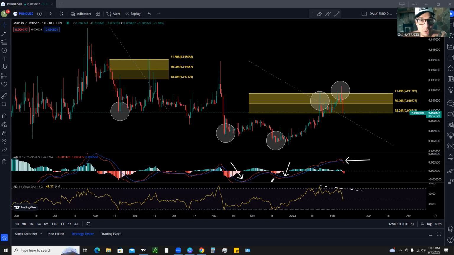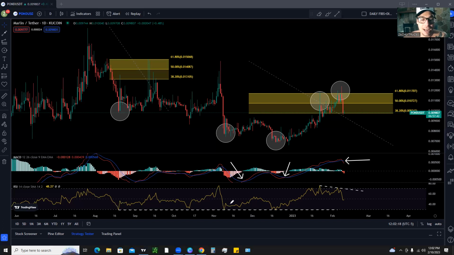Now, no one signal or one strategy is going to work 100% of the time. If they did, we would all be billionaires, right? And every trade would work every single time. What you can do, though, is you can start combining signals together to give yourself an edge in the market and feel a little more confident in your trades.